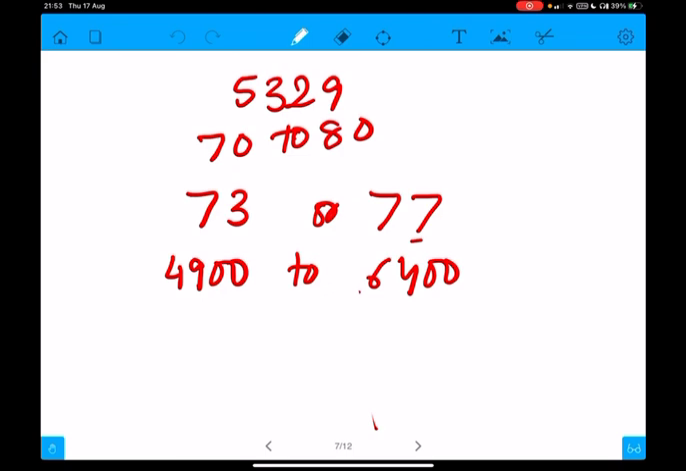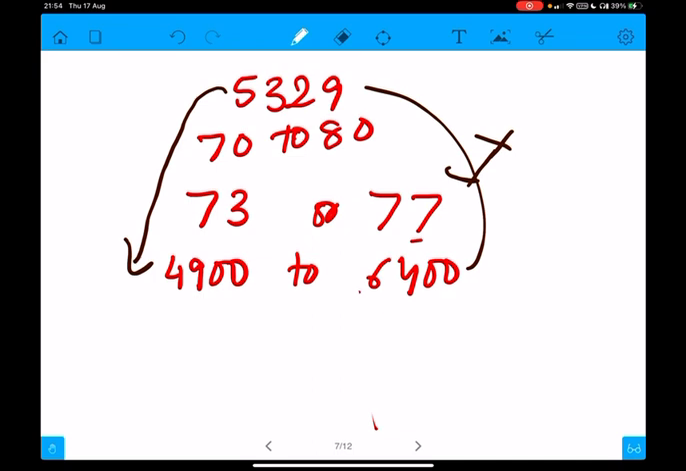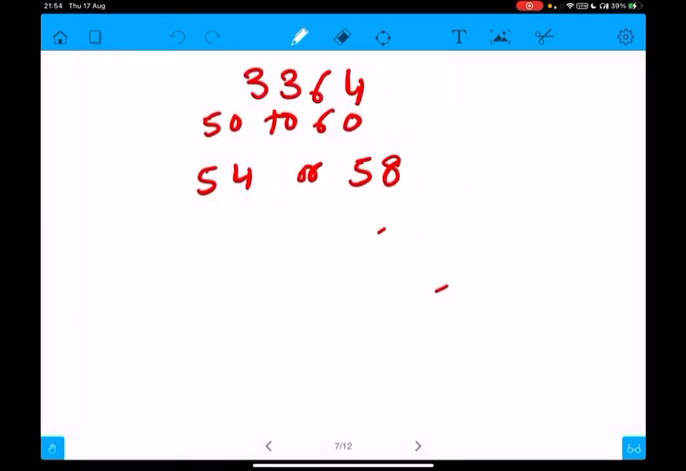3 or 7. So 5300 is closer to 4900 than to 6400. Closer to 4900 and not to 6400. Had it been closer to 6400, the number would be 77. Since it's closer to 4900, it is 73. 73 square is 5329.